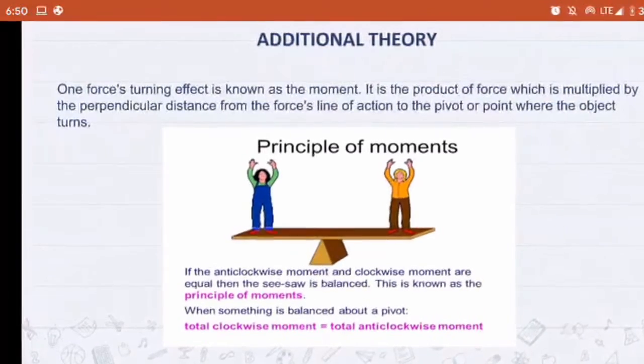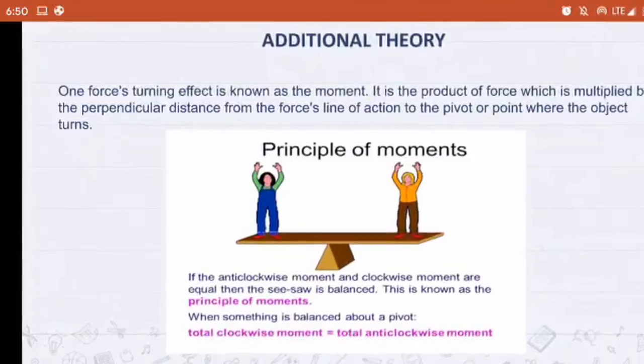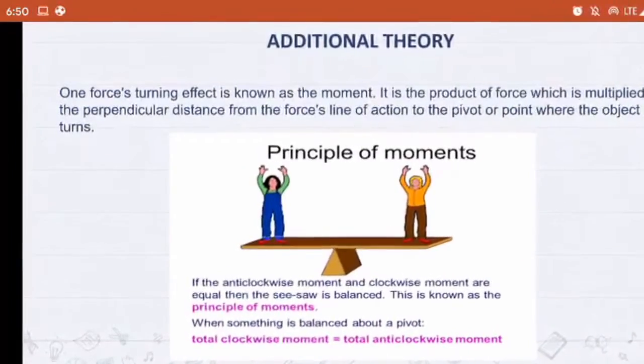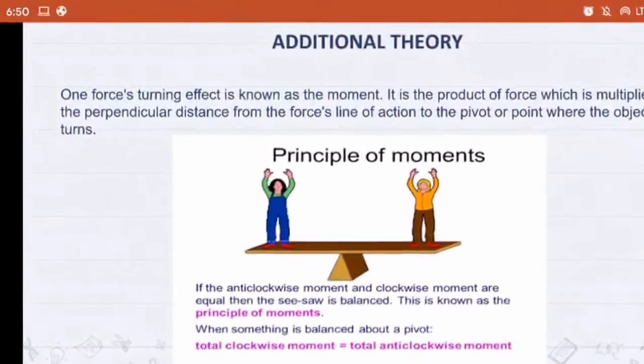As most students already know, the effect of a force on a rigid body depends on its point of application as well as its magnitude and direction. It is common knowledge that a small force can have a large turning effect, or leverage. Turning effect, also known as moment, is the product of force multiplied by the perpendicular distance from the force's line of action to the pivot.